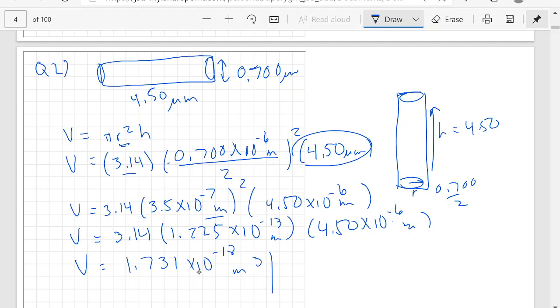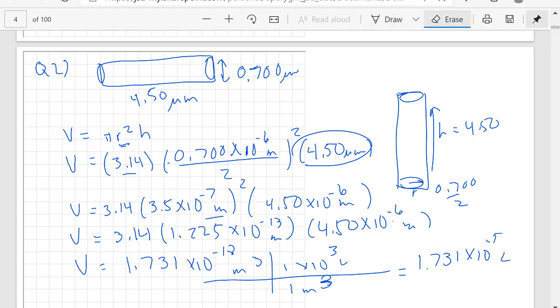And so if you want to convert that to liters, 1 cubic meter is equal to 1 times 10 to the third liters, and that is equal to 1.731 times 10 to the minus 15 liters. Anyway, I think they ask you for it in femtoliters, and so 1 femtoliter is equal to 1 times 10 to the minus 15 liters.